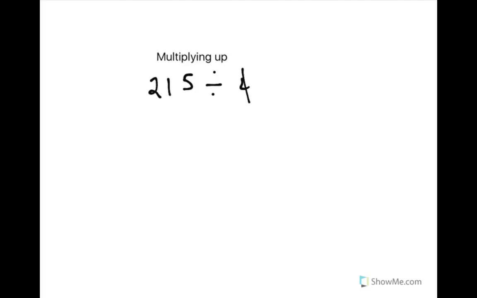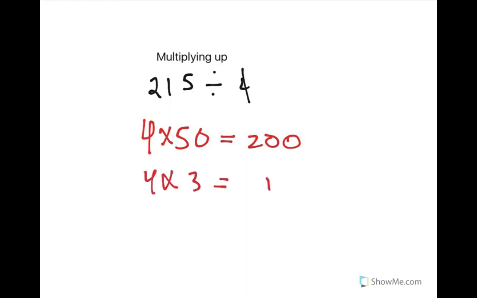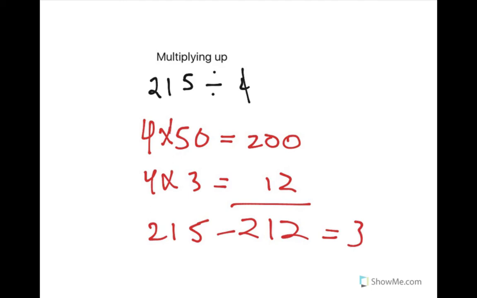Multiplying up, I'm going to go ahead and look for factors, things that I can multiply to get close to 200. Well, I know 4 times 50 is 200. So that's 200. I need to get to 215. 4 times 3 is 12. So right now I've got 212. And that's supposed to be 215. I don't have enough to get another 4 out of there. I have 3 left over. So the answer's got to be 53 remainder 3.